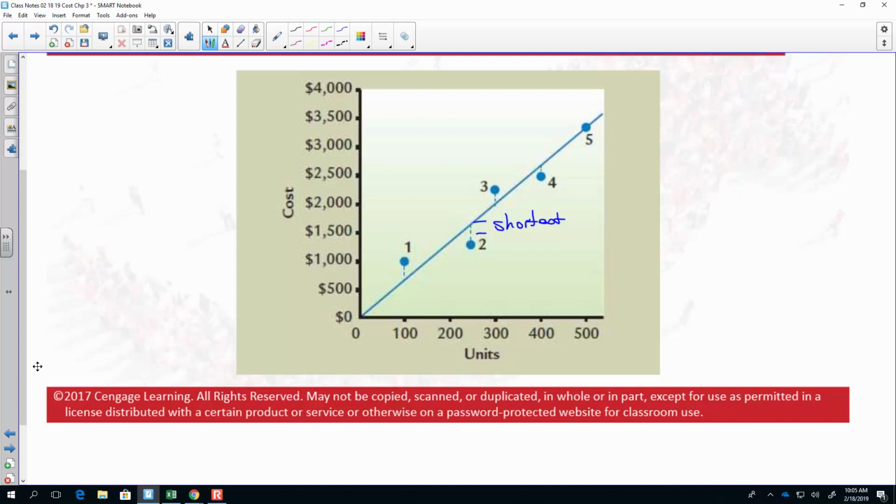What is meant by an outlier? Way outside of the average or normal? Not normal. Right. Not normal.